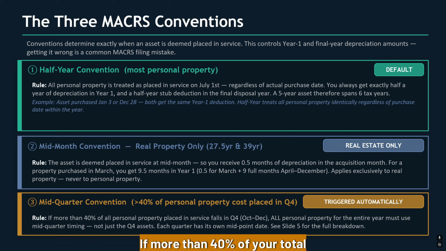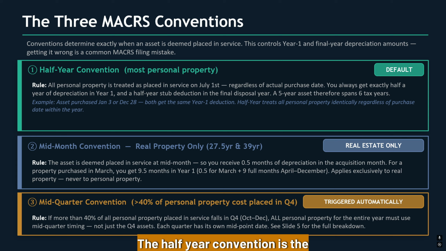If more than 40% of your total depreciation basis of all personal property you placed in service during the year was placed in service during the 4th quarter, meaning October, November, or December, then mid-quarter convention applies to every piece of the personal property you placed in service in that year, not just the Q4 assets, all of them. We will walk through exactly how mid-quarter convention works in the next slide.